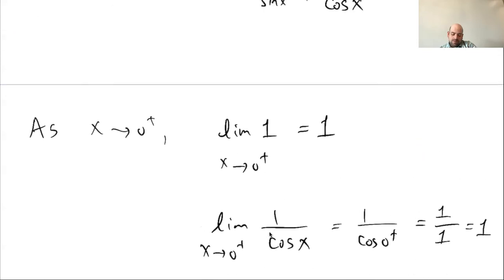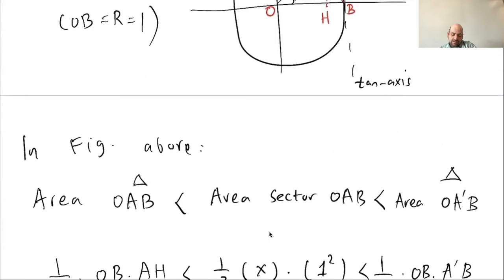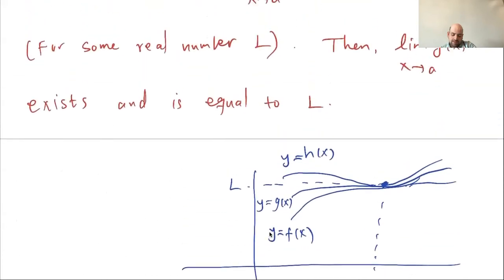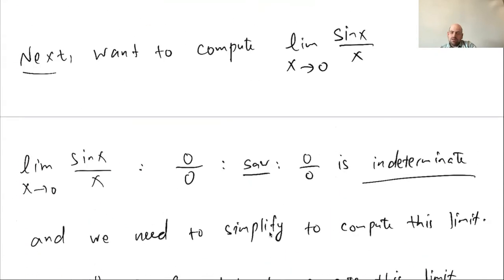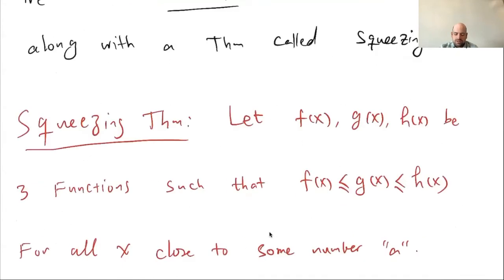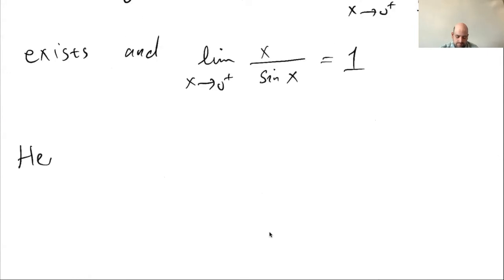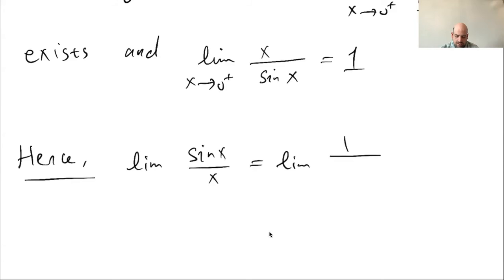Okay, but remember we wanted to find the limit of sine x over x. The goal was to find the limit of sine x over x here, but we found the limit of x over sine x. So what is the relation between the limit of x over sine x and the limit of sine x over x? The connection is straightforward. Hence, we can say that the limit of sine x over x is equal to the limit of 1 over x over sine x, right? Sine x over x is the same as 1 over x over sine x.